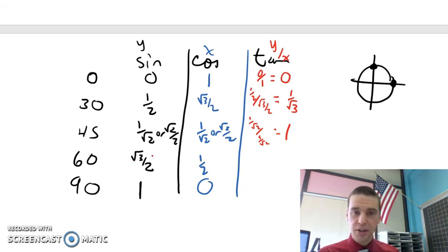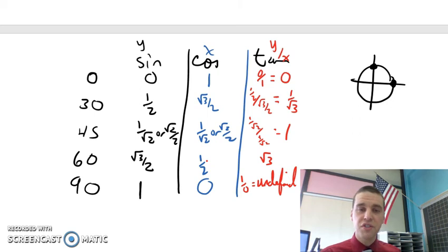You can see here square root of 3 over 2 divided by 1 over 2 is equal to square root of 3. The denominators cross off. Then 1 divided by 0 is undefined. It cannot be found. And so therefore, you just found all the exact trig values for sine, cosine, and tangent for the main angles 0, 30, 45, 60, 90.